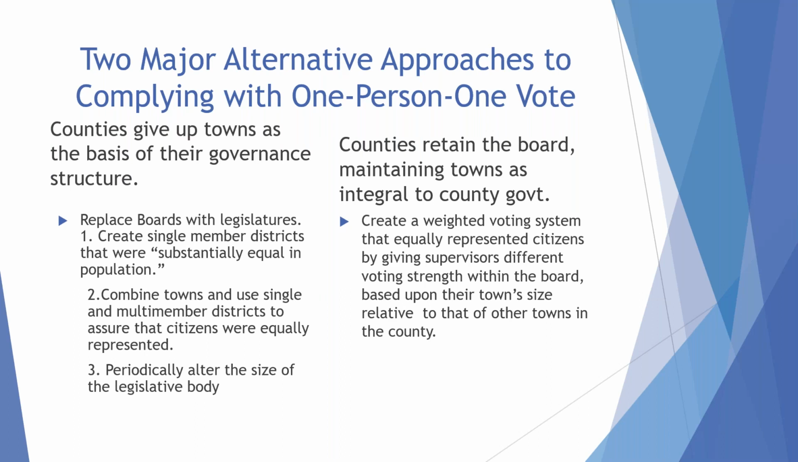Two major alternative approaches were developed in complying with one person, one vote. Counties could give up towns as the basis of their governance structure, replace boards of supervisors with legislators, create single member districts that were substantially equal in population, or combine towns and use single and multi-member districts to assure that citizens were equally represented.